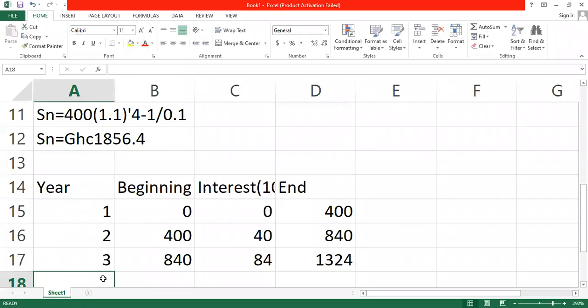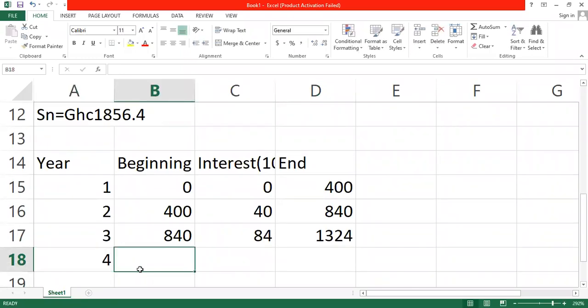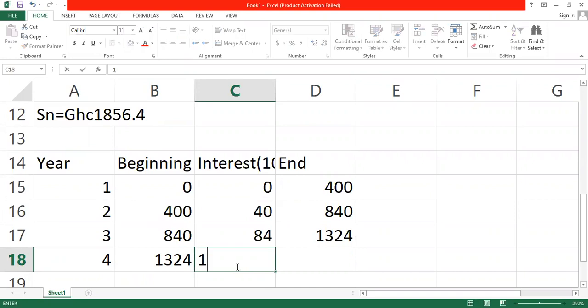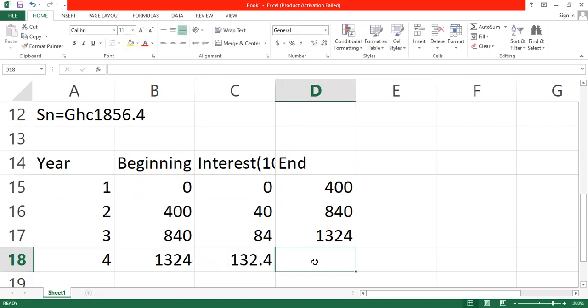So at the beginning of year 4, how much will you be having in the account? 1324. You earn interest of how much on it? 10%. That will give us how much? It's 132.4. Yes. So at the end of year 4, how much will you be having?